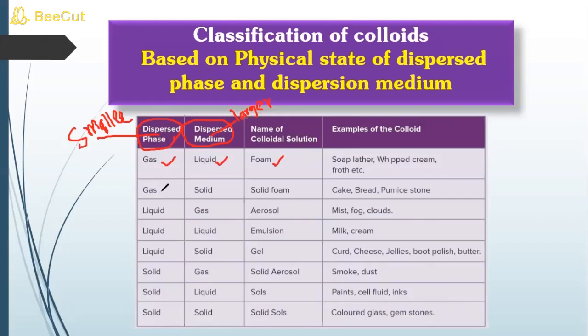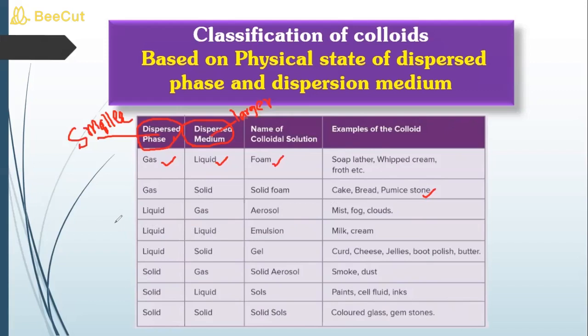If the dispersed phase is a gas and the dispersion medium is a solid, it is called solid foam. For this, the examples are cake and a few baked products such as bread, and a very common example is pumice stone. Liquid in gas is called aerosol. This can be found in mist, fog, and clouds.